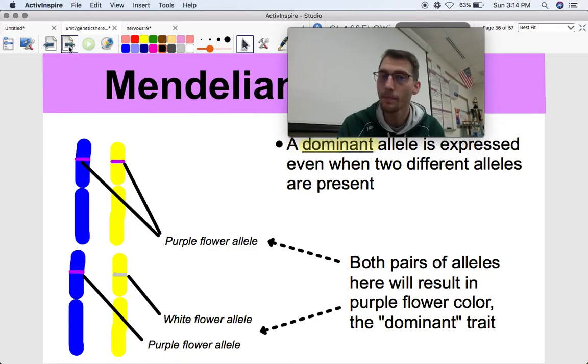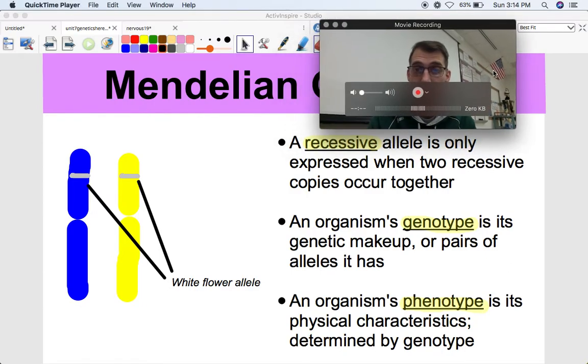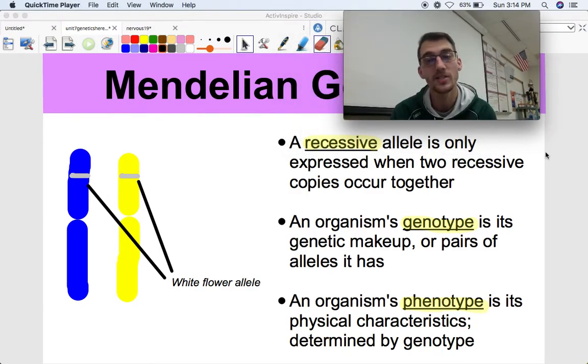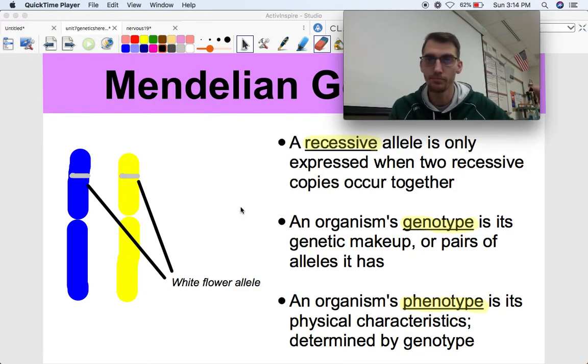Okay, why is that? Well, purple is dominant and white is recessive. The white flower allele is recessive. So a recessive allele is only expressed when two recessive copies occur together. Only if you get the recessive allele from mom and the recessive allele from dad are you going to have white flower colors if you're a pea plant. Okay, and what we call an organism's genotype is its genetic makeup, or the pairs of alleles that it has. Check it out. This pea plant over here, we have two alleles for white flowers, which means that this plant is going to have white flowers, unlike its purple brothers and sisters.